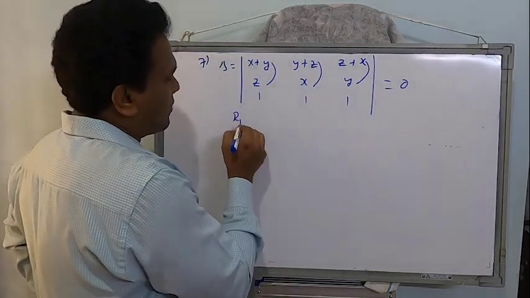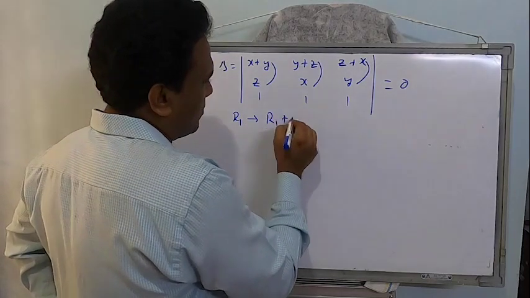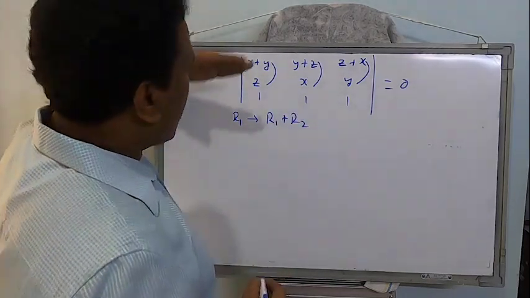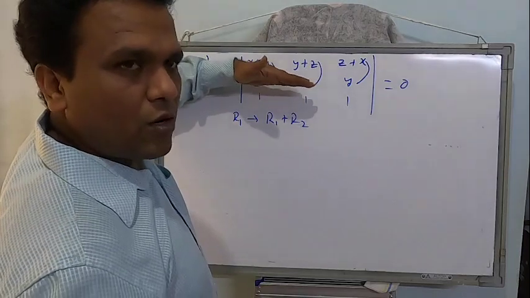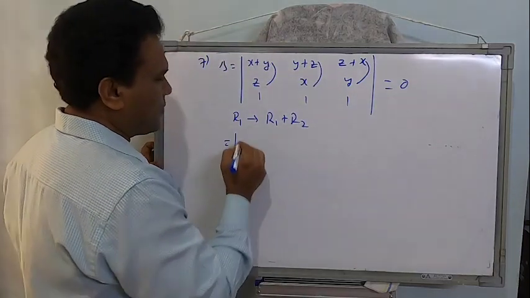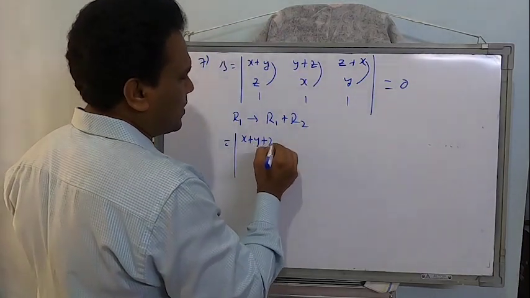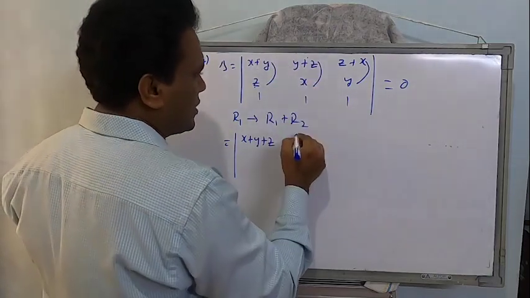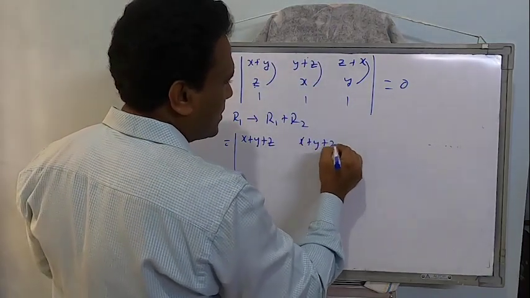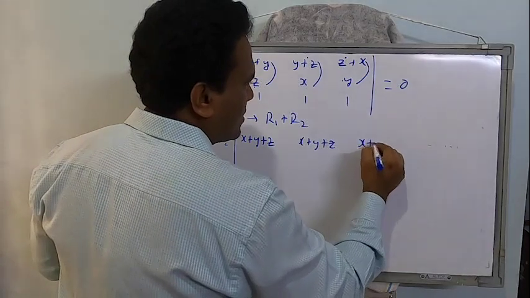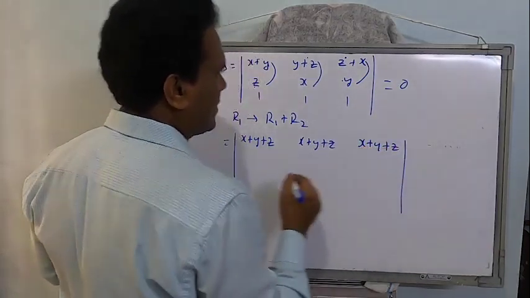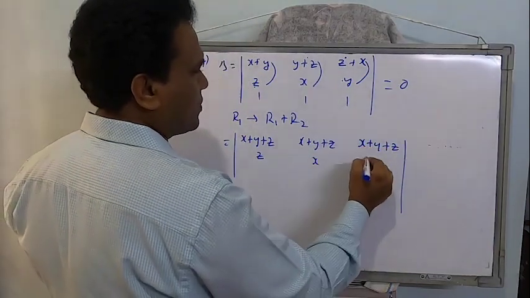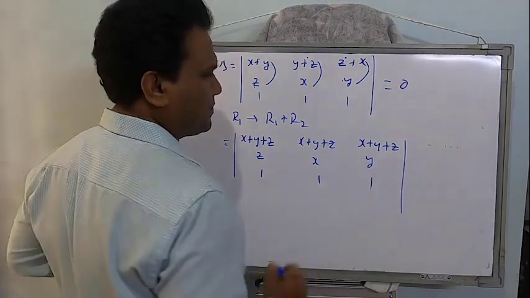An operation for R1 can be written as R1 plus R2, right? So I'm adding horizontally, so it should be a row-wise operation. My first row, x plus y plus z, I'm adding these two. Add up these two, x plus y plus z. Again add up these two, x plus y plus z. Correct. So this is z, x, y, 1, 1, 1.